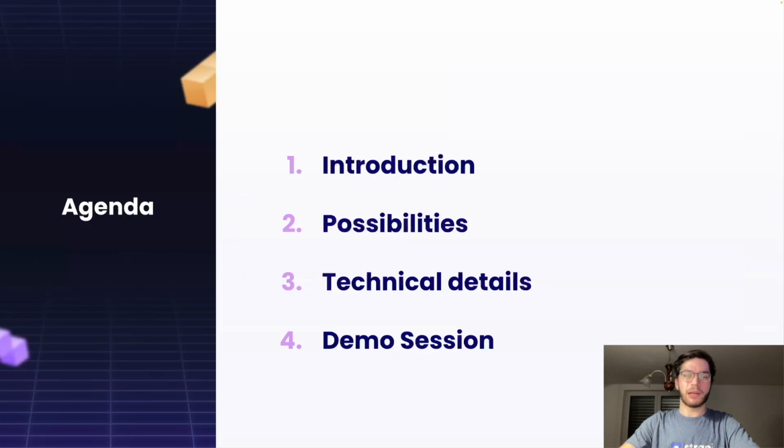Let's look at today's agenda. Firstly, we are going to go over some basics and we are going to learn what basically are plugins. Then we are going to look at the possibilities and what we can do with plugins inside Strapi and why we should use them. Then we are going to look at some technical details and what to do and what to avoid when developing Strapi plugins. At the end, we are going to have a quick little demo session where I'm going to implement a Strapi plugin which is basically going to be our own small little ChatGPT application using the OpenAI API.